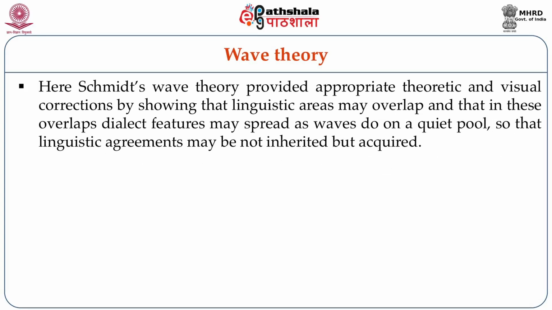Here, Schmidt's wave theory provided appropriate theoretic and visual correction by showing that linguistic areas may overlap and that in these overlaps, dialect features may spread as waves do on a quiet pool, so that linguistic agreements may be not inherited but acquired.